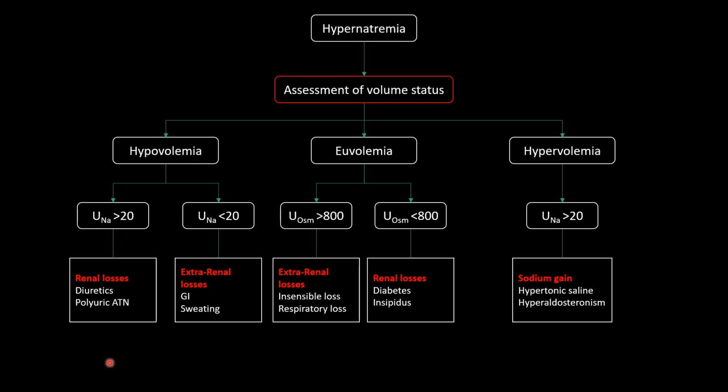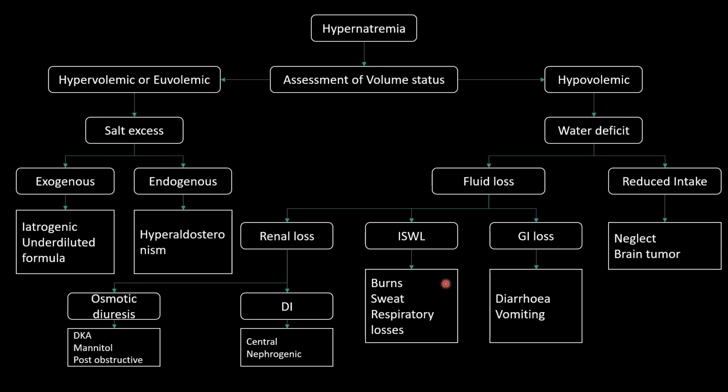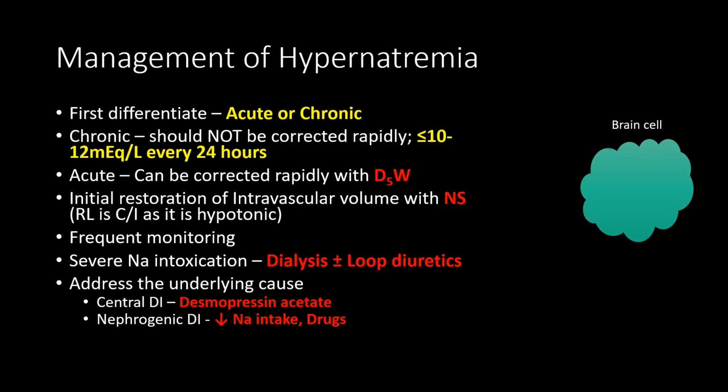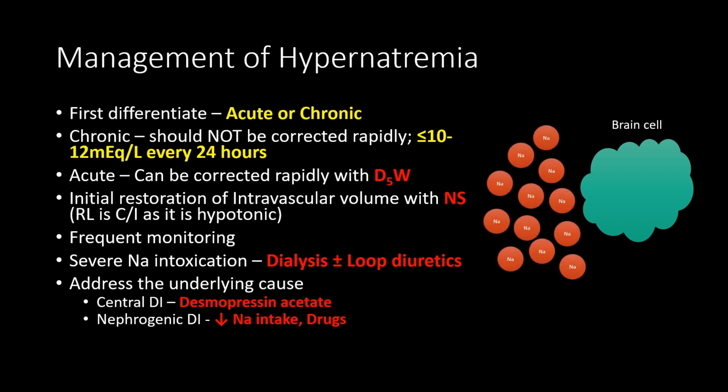So this is another approach to hypernatremia in a child. The same thing we discussed, but presented in a slightly more complicated manner. So how to manage hypernatremia? Similar to what we discussed. Imagine this is the brain cell, and the sodium concentration outside the brain cell is much higher. So when the sodium concentration outside the brain cell is much higher, what will happen? The extracellular osmolality will be higher. So what will the water do? The water will move from inside the cell to outside the cell. Water will always move from an area of hypoosmolarity to hyperosmolarity.